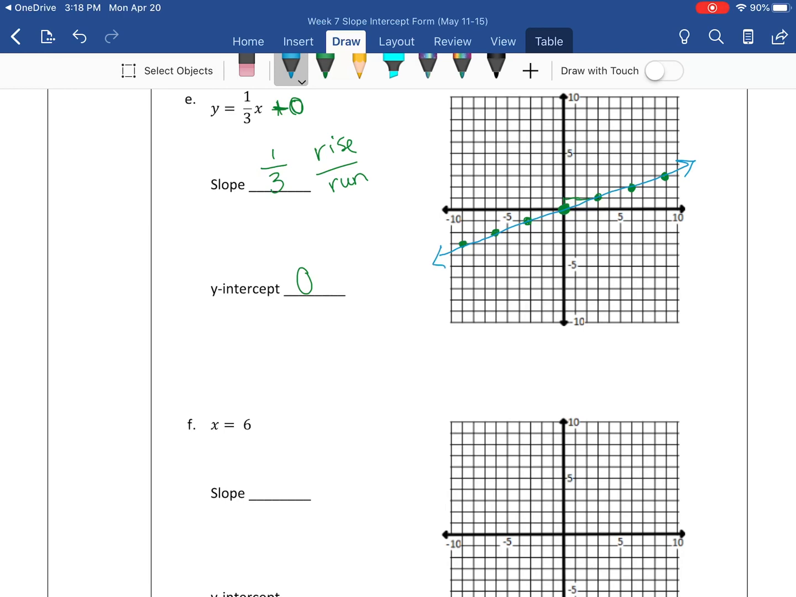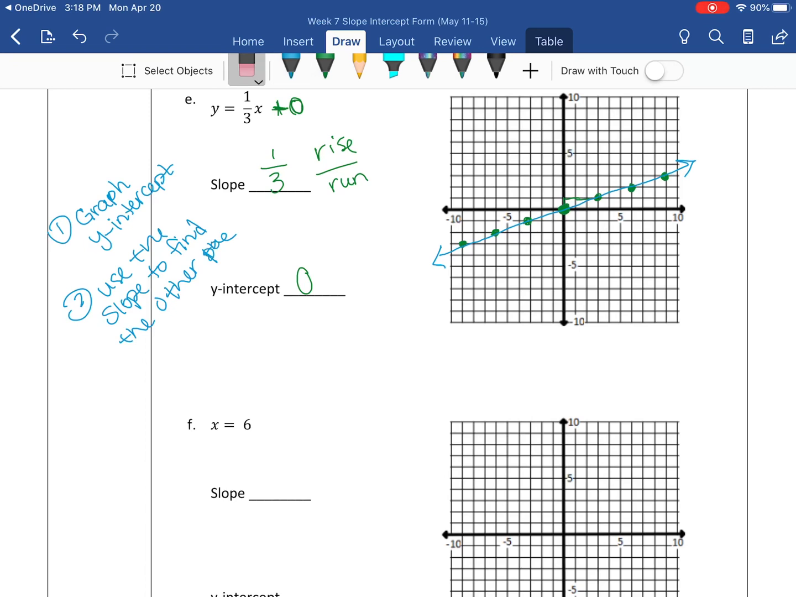And there's our line. If you have any questions about what we're doing so far, it would be a good idea to write it down. So remember, those steps are: you graph your y-intercept, then use the slope to find the other points. And then, of course, you finish off by drawing your line.